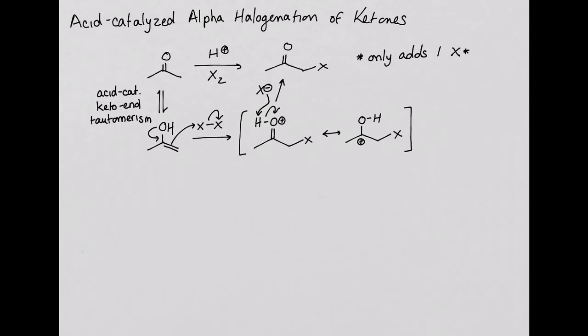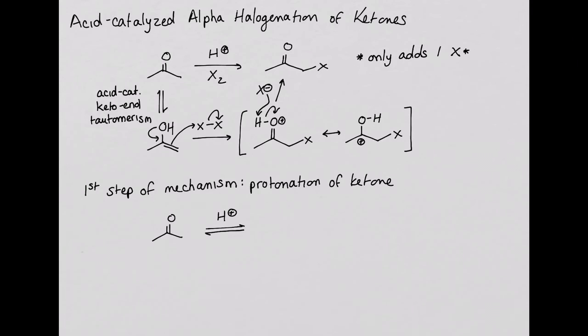It is important to understand that the reaction stops here. No further alpha protons are replaced by halogens, even if they are available. To understand why this occurs, we have to look at the mechanism. The first step of this mechanism, the formation of the enol, is protonation of the carbonyl oxygen. If this mechanism were to occur again and produce a dihalogenated ketone, this would require protonation of the monohalogenated ketone.